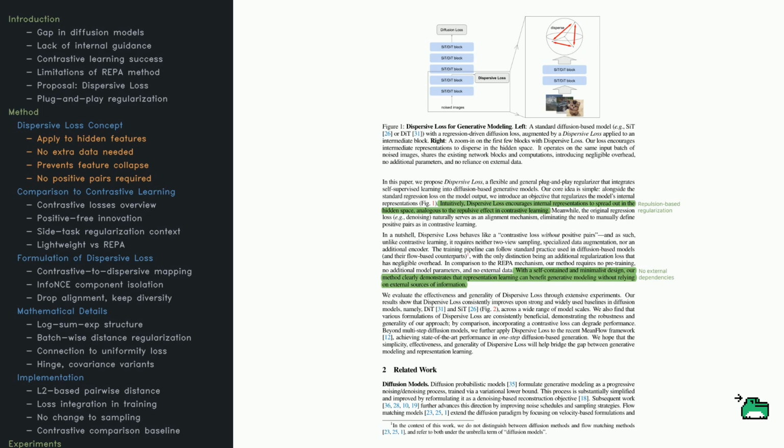The beauty of this? You don't need any positive pairs, no fancy augmentations, no extra networks. The model still learns to denoise images using the usual loss, but you just add this extra term to push the internal representations apart. And it pays off. The authors show that adding dispersive loss improves performance across models, datasets, and training setups, even in single-step generation setups like MeanFlow. So you get better results simply by tweaking what's happening inside the model, not the sampling itself.